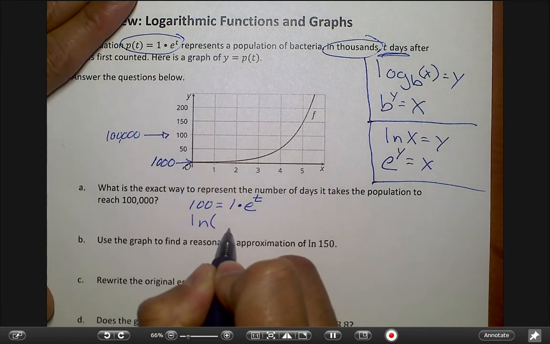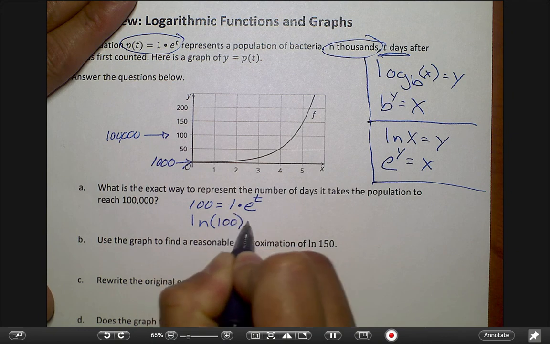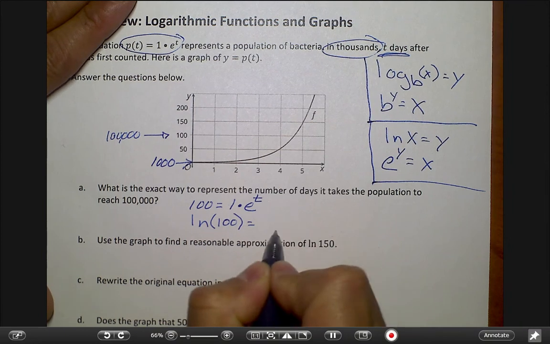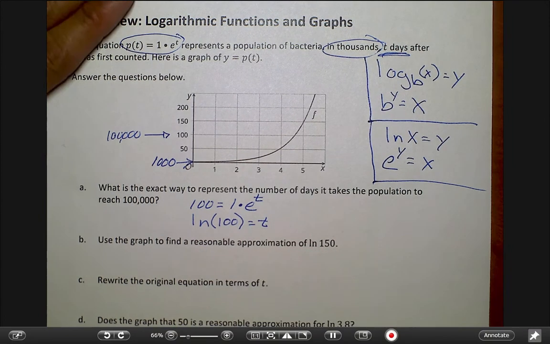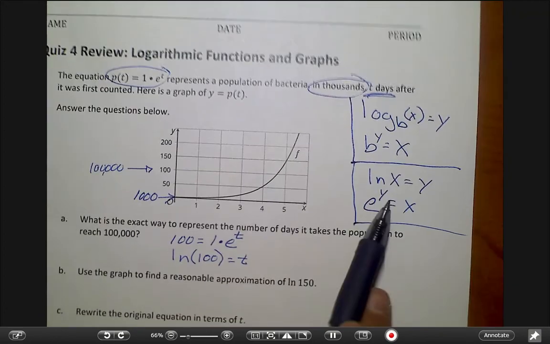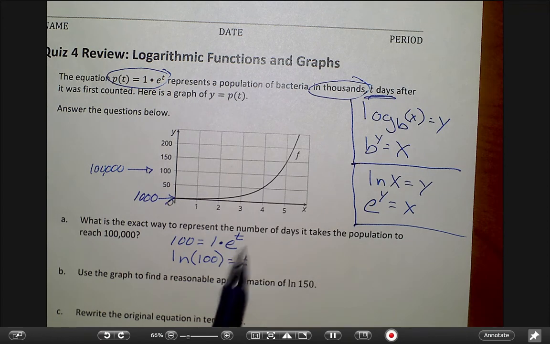what? 100 equals, say it, t, right? t is my time, isn't it? All I did is rewrite this. I used this to rewrite it because I had e to the t, and I just replaced this.